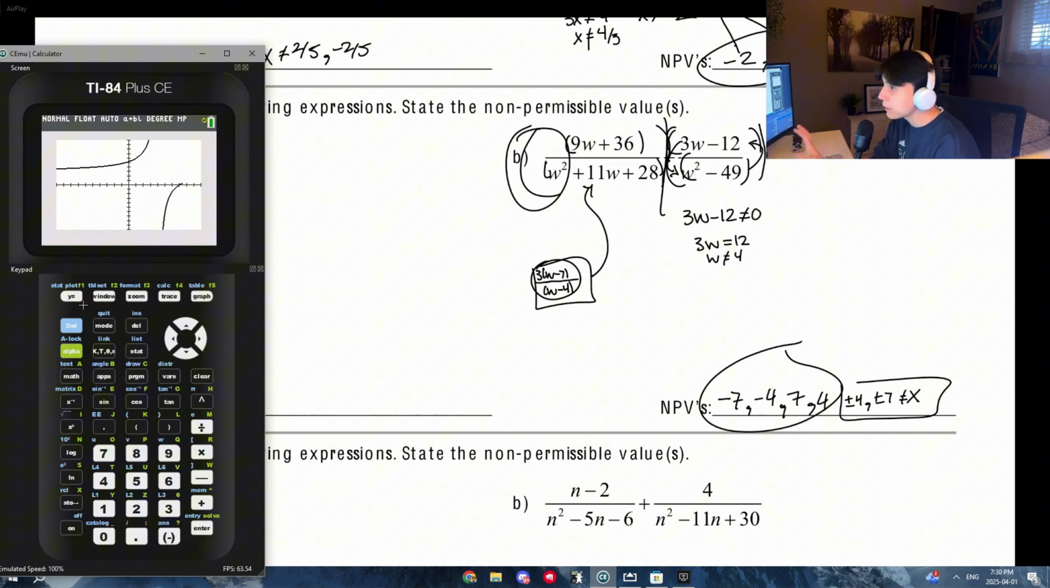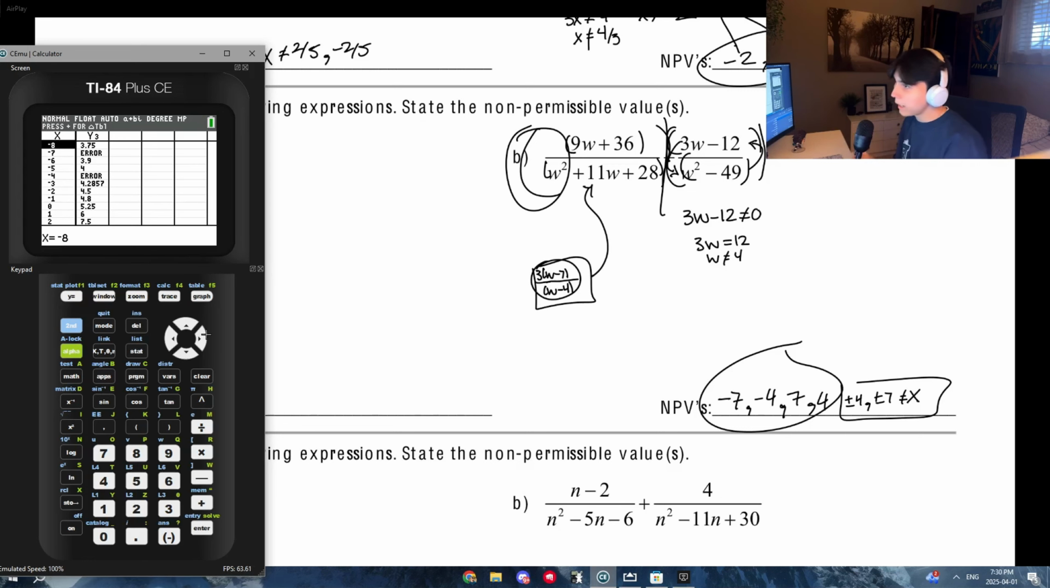And if you're not sure what an asymptote is, it's basically the lines where x cannot equal. So an asymptote is effectively the same thing as an NPV. So all we have to do is go second and then table. And then we're going to look at our values, right? So we have -7 as one of our NPVs, which is what we said. And then we have -4, which is one of our NPVs, which is what we said.